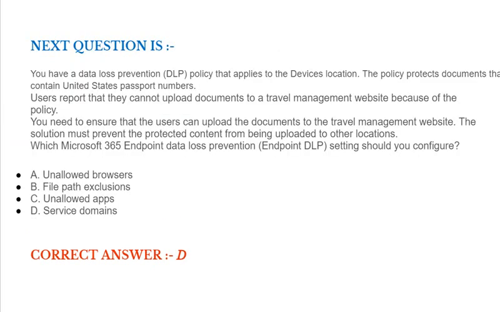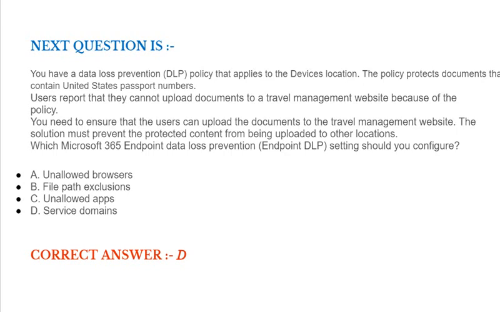Next question is, you have a data loss prevention DLP policy that applies to the devices location. The policy protects documents that contain United States passport numbers. Users report that they cannot upload documents to a travel management website because of the policy. You need to ensure that the users can upload the documents to the travel management website. The solution must prevent the protected content from being uploaded to other locations.